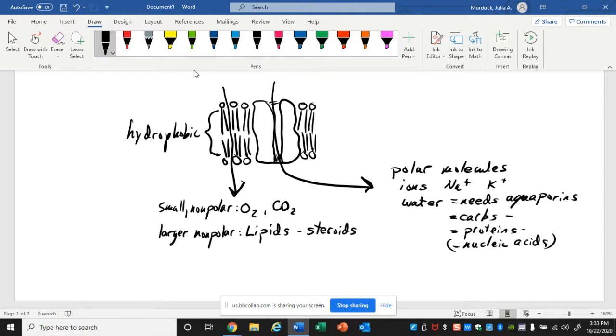They are either going to need a channel or transport protein, or they're only going to be able to connect on the surface and send information in remotely. Okay, so that's a good example there. All right.